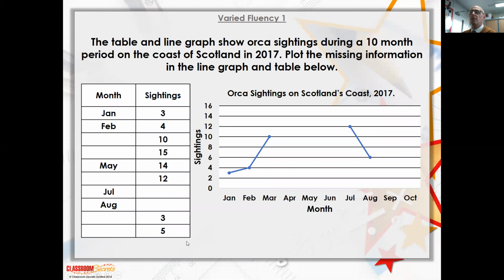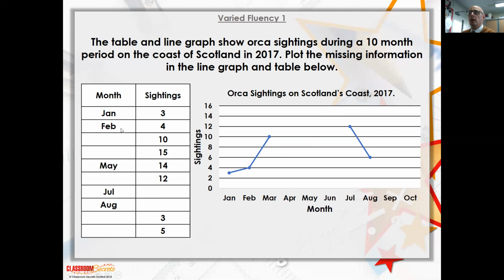Here, on this graph here, we've got some bits missing. Here, we've got a table on this side, showing the months of the year and the sightings of orcas or killer whales shown in Scotland's coast in 2017. The graph has got the title. Its axes are labelled, January, February, all the way to October, and the number of sightings are shown. And we can see this one is going up in twos. So someone has started to put the data on the table. Someone has started to put the data into the graph as well. But there are some bits missing.